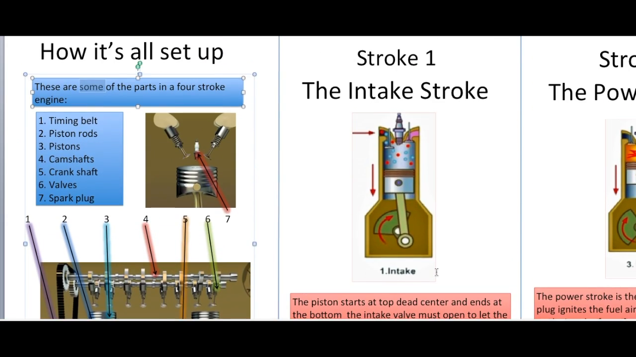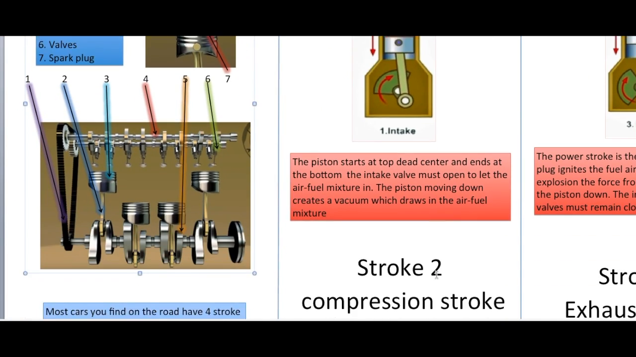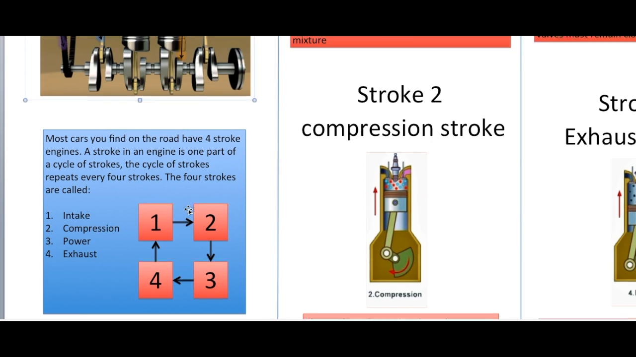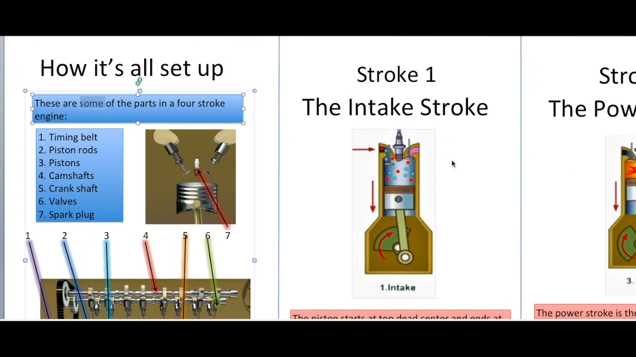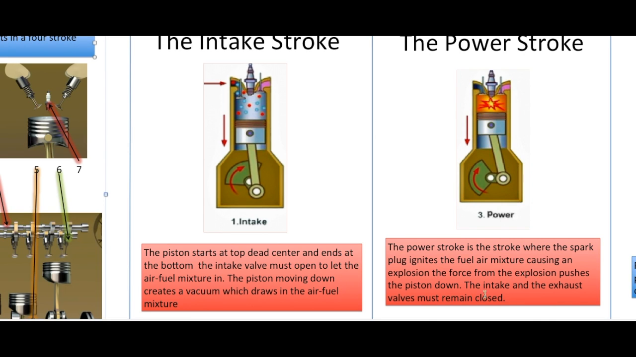Then up here is stroke 3. And you can see this is 1, 2, 3, 4. So just like this. So back to stroke 3, I got distracted. This is the power stroke where the pressure from the spark plug, which ignited the air-fuel mixture, pushes the piston down. Both valves are closed, as you can see in the diagram.